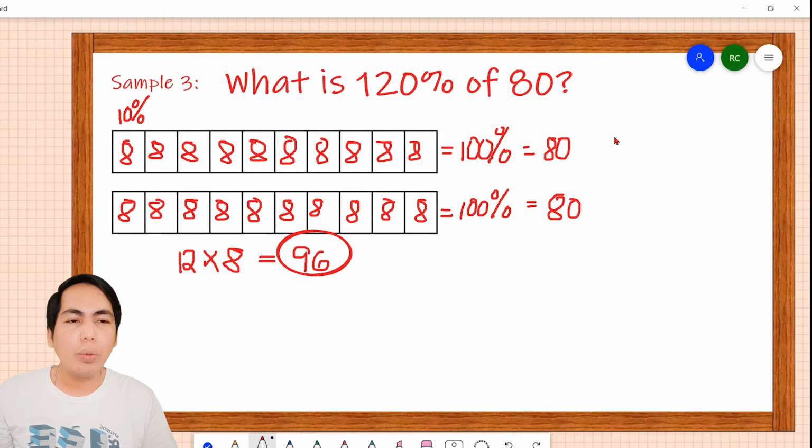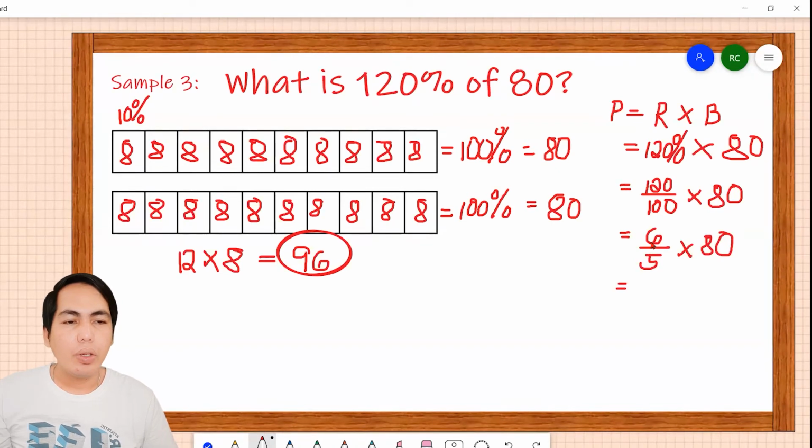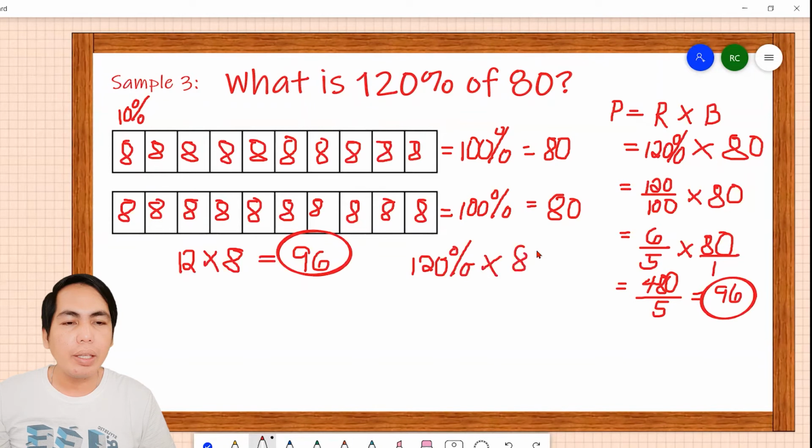Now, if we are going to use our general formula that the percentage is equal to the rate times the base, we can multiply 120%, since our rate is 120%, times the base, which is 80. So 120% in fraction form is 120 over 100 times 80. Or in lowest terms, that is equivalent to 6 over 5 times 80. So 6 times 80 will give us 480. And then 5 times 1, since 80 has a denominator of 1, will give us 5. So 480 divided by 5 will give us 96.